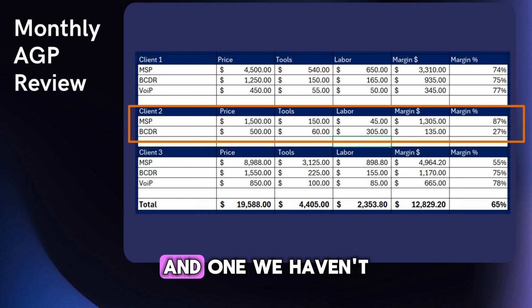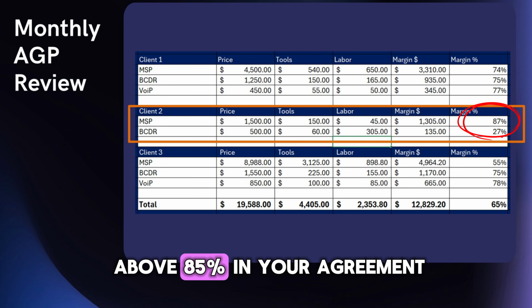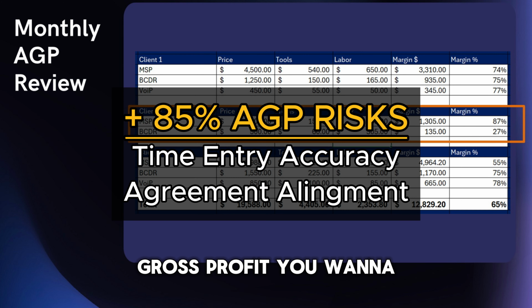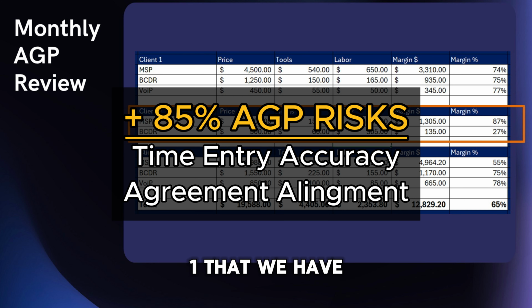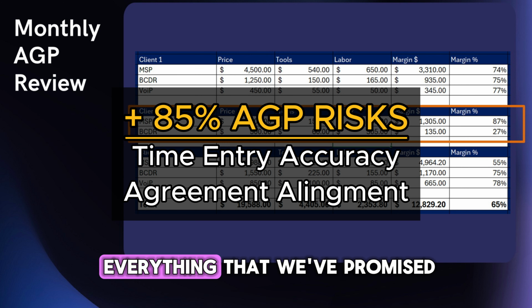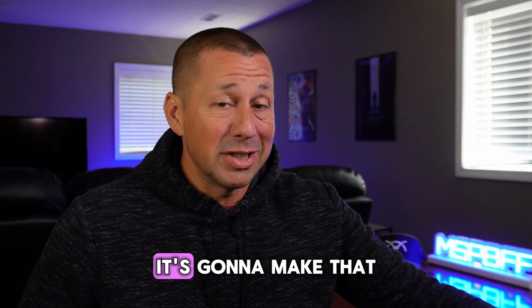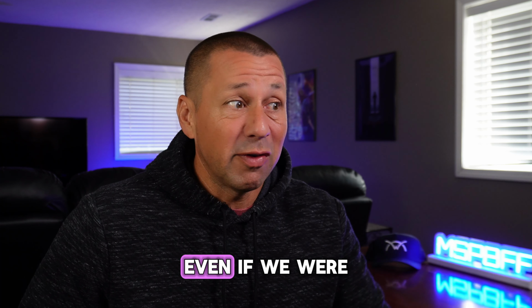Now, when we dig into client 2, we'll see we have a couple of challenges, and one we haven't talked about yet. 65% is the minimum, but when you go above 85% in your agreement gross profit, you want to check for two things. One, that we have a good calculation, that we have the right information going in, and two, are we doing everything that we've promised for this client? If we don't put a couple hours against an agreement, it's going to make that agreement look more profitable, even if we were supposed to do it.